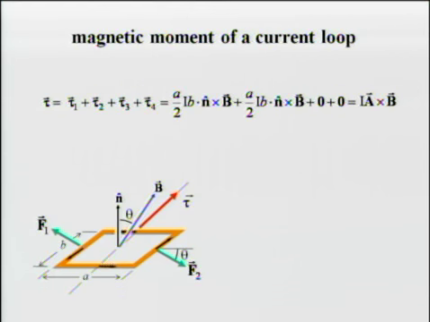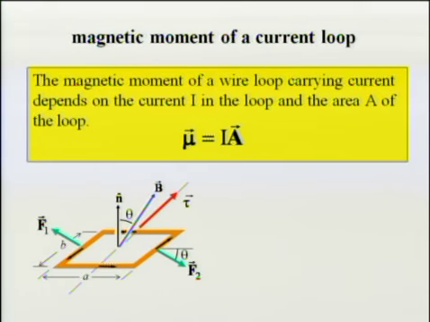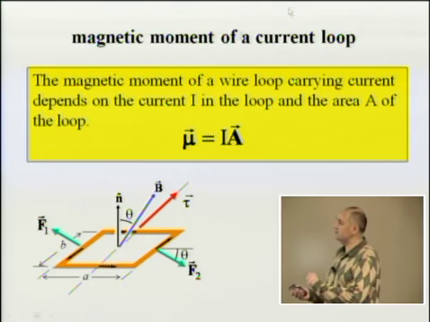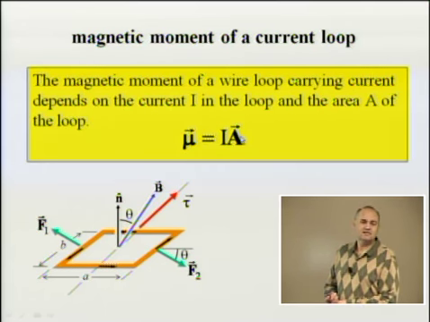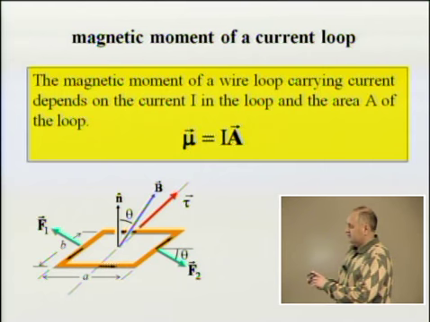Now, if we take a loop, magnetic moment is equal to the product of this vector and magnetic field. So from this we can conclude that magnetic moment of the loop is equal to the current flowing through the loop multiplied by the surface vector.